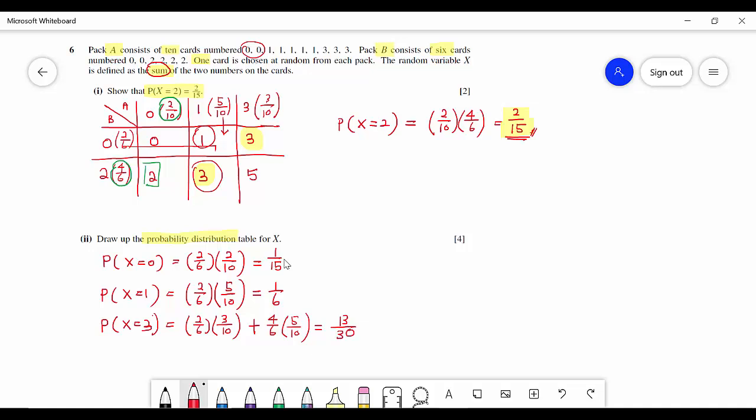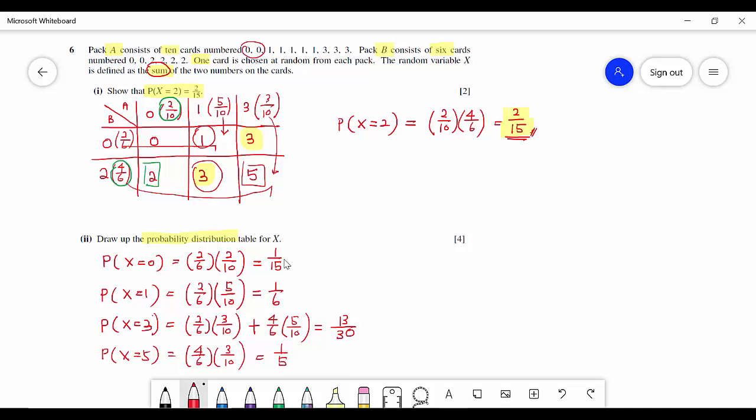And for the next one, it will be the probability of x equals 5, which means this one. To get x equals 5, you have 3 over 10 multiplied with 4 over 6. So 4 over 6 multiplied with 3 over 10. And if you try to simplify it, this value should be 1 over 5.